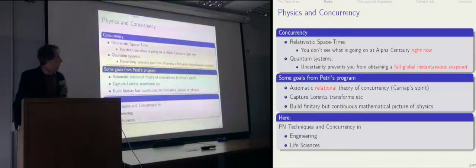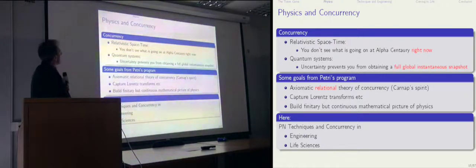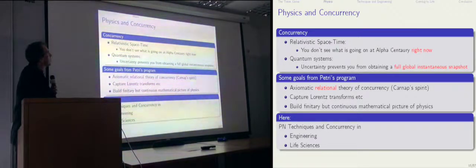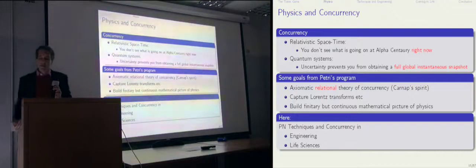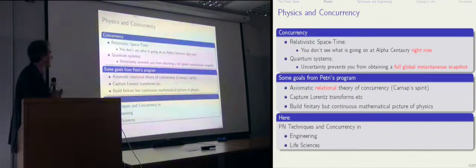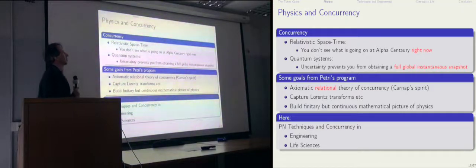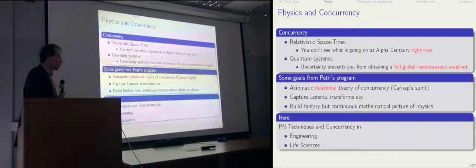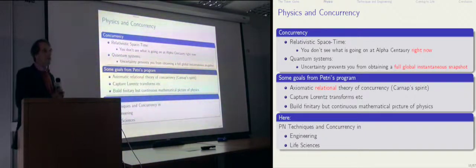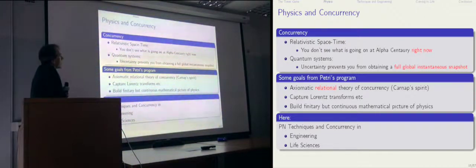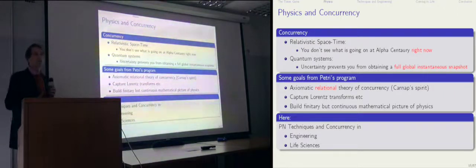Well, just to give a small list of the connections of ideas. Concurrency is a phenomenon that is intrinsic in modern physics and therefore cannot be ignored in the physical world. You never see what is going on at a distant place at the same time. Of course, you can wait for signals and know something about the past. And also, you have an effect of concurrency in the very small in quantum systems. Uncertainty relations prevent you from having a global picture that is simultaneous and gives you all information about all states of the system.